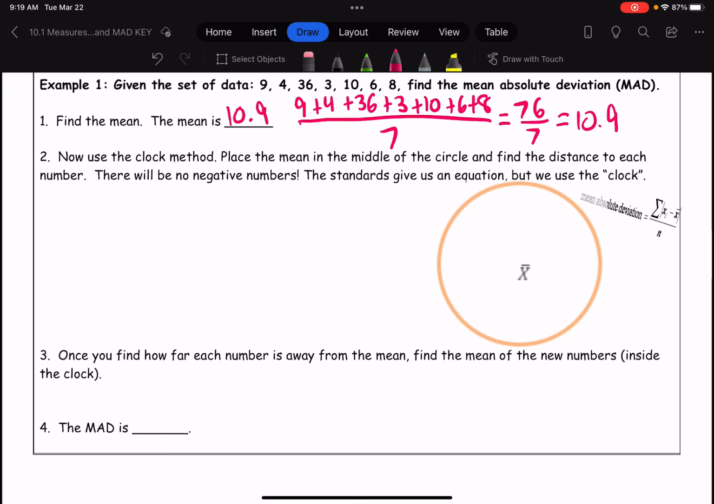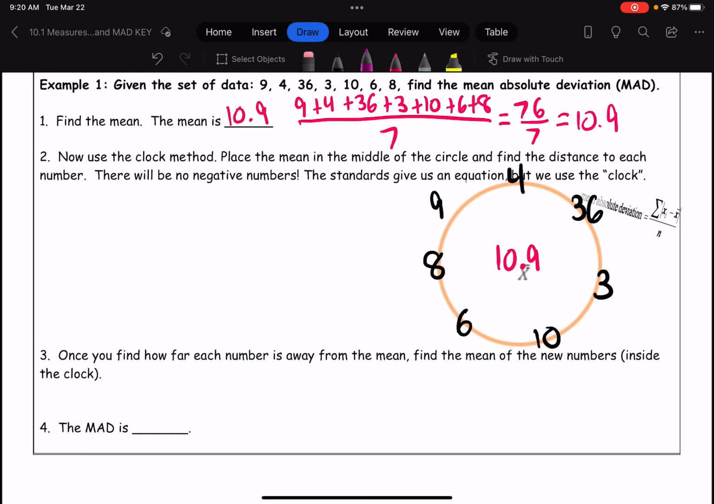So I've got our mean of 10.9, and I'm going to put my data sets around this 10.9 as my mean. So I've got 9, 4, 36, 3, 10, 6, and 8. It doesn't matter what order you put them in because we are just going to use the calculator then to figure out how far apart each of these numbers are from each other.